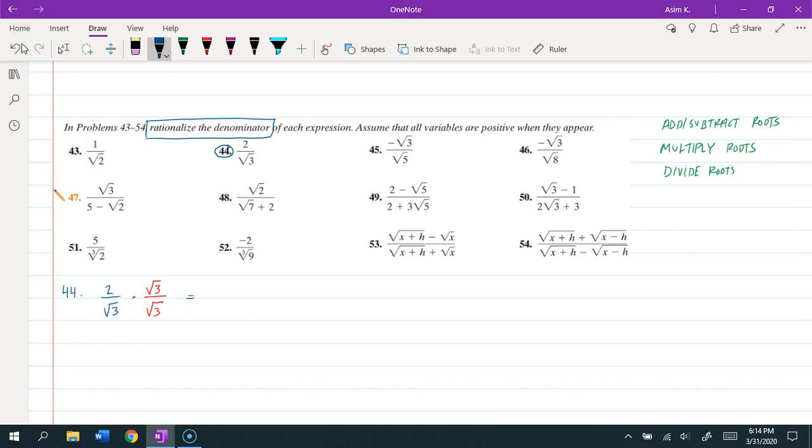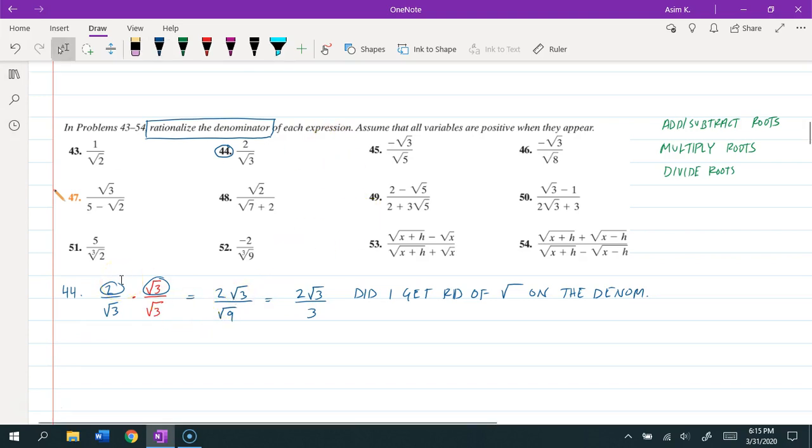So here's what's going to happen. In the top, you'll take the 2 and the root 3 and multiply them, so the top is 2 root 3. In the bottom, you'll take the root 3 and the root 3 and multiply those, and root 3 times root 3 is root 9, which is actually 3. Always ask yourself at the end, did I get rid of the root on the denominator? If you did, then chances are you rationalized correctly. If you didn't, then chances are you messed up the rationalization.